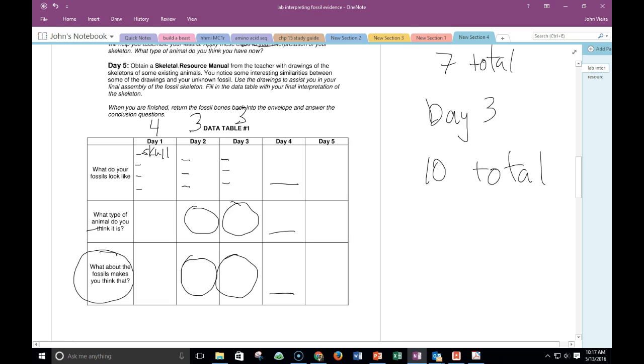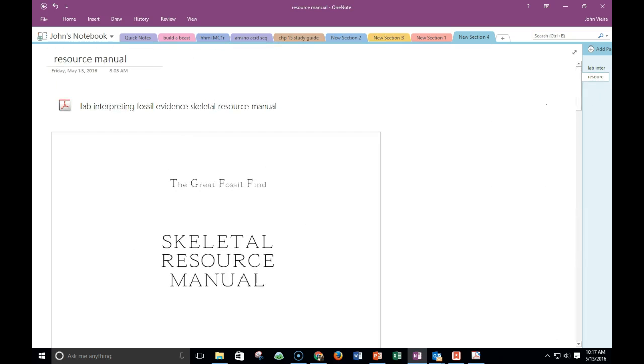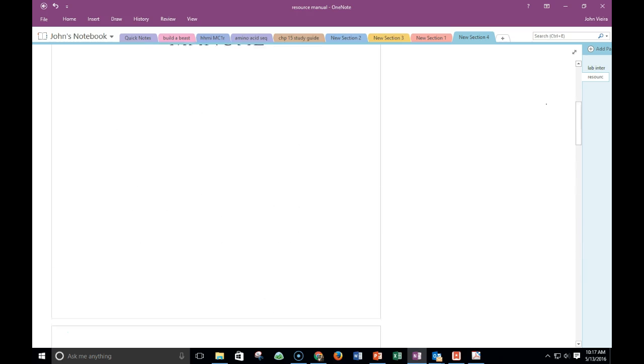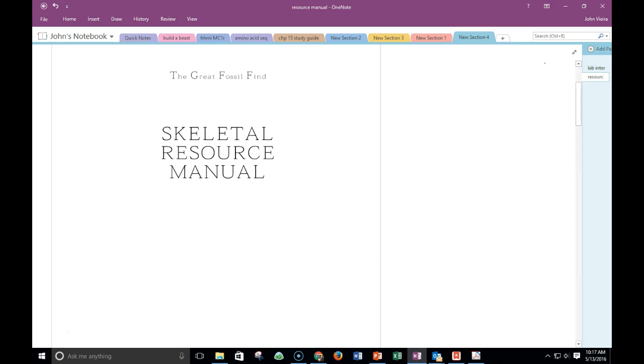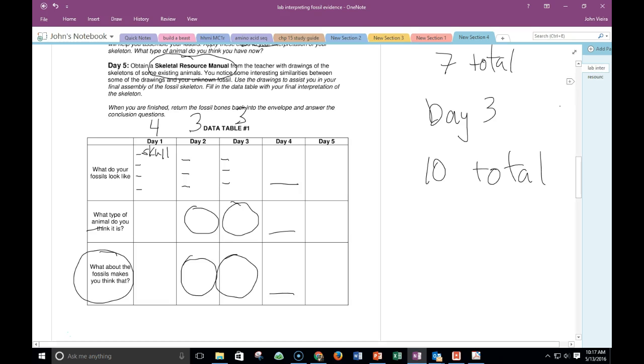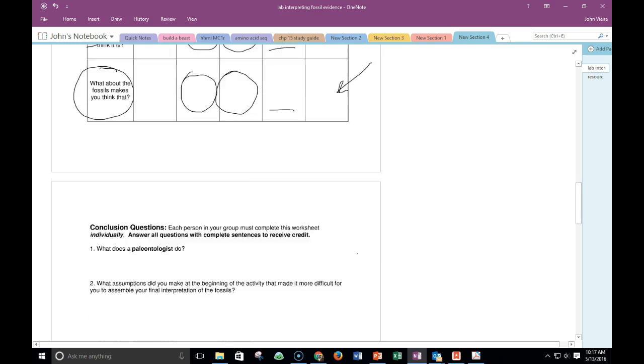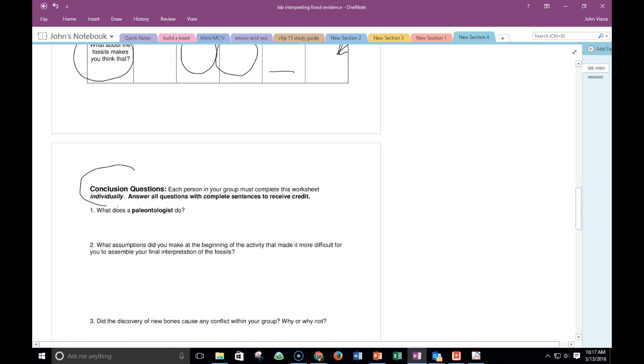Day 5, you're going to come to me and you're going to get a skeletal resource manual. Looks like this, right? It has some bones of some organisms, and those bones in the skeletal resource manual may help you restructure your organism. And then once again, you may or may not have different answers. When you're done with all that, you'll have some conclusion questions that you'll answer as a group between you and your partner. Any questions? Yes?